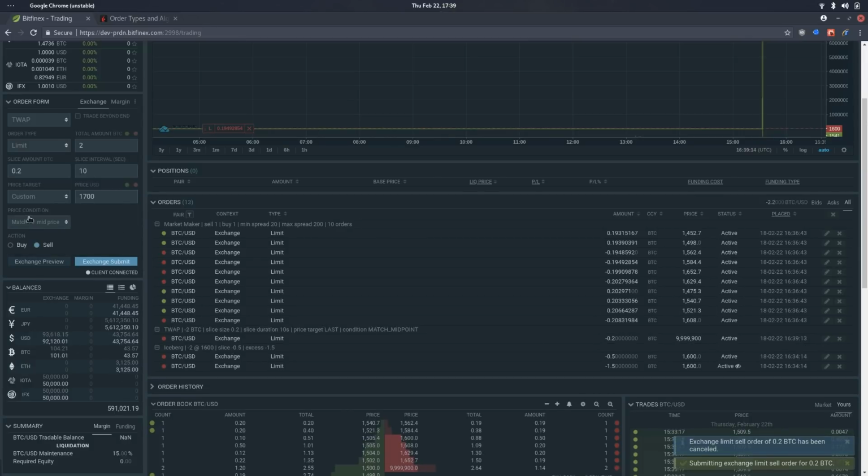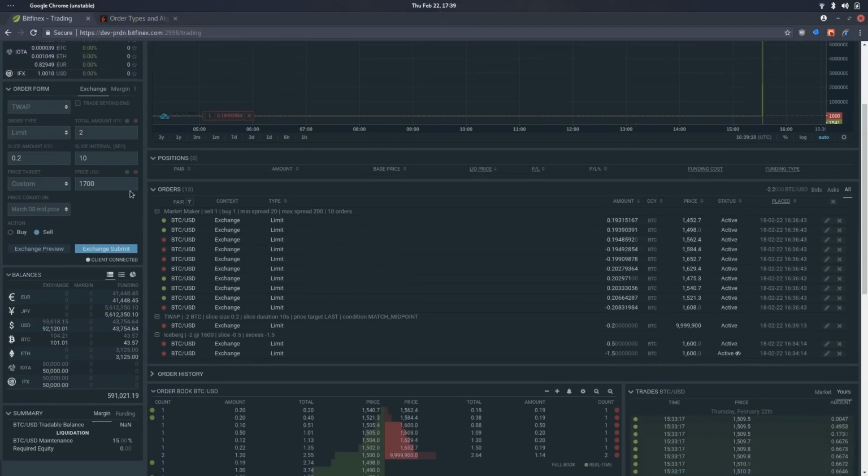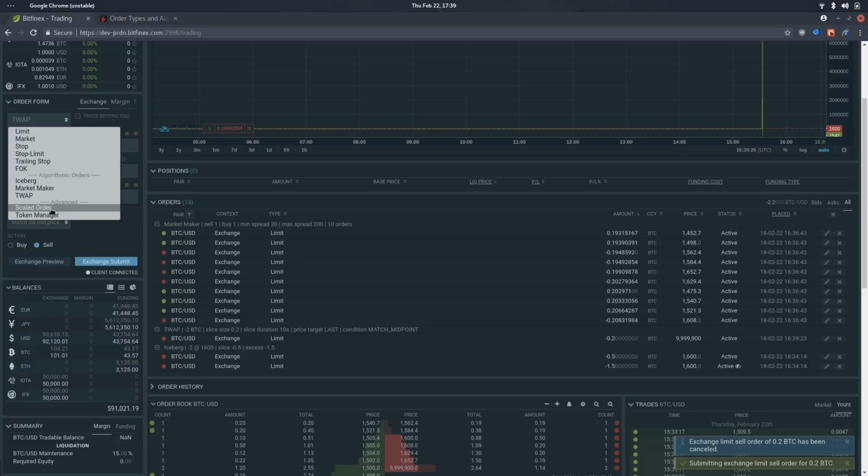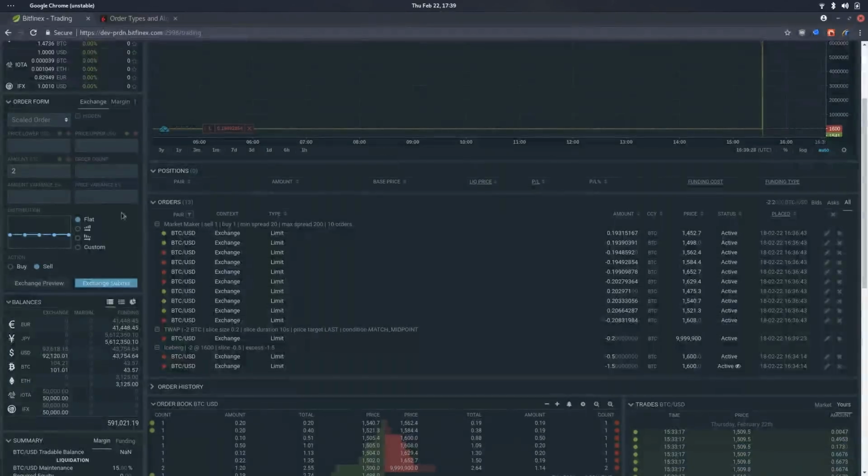But I won't go into this just because the TWAP is a bit finicky, and it doesn't really show much in the interface. I mean, in this case it does, yeah. That is essentially it. One thing to mention is that the scaled order form has also been updated, but it works in the same way as before.